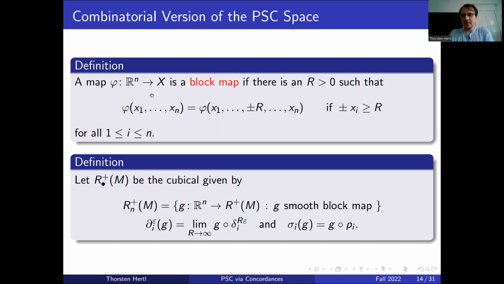So more intrinsically, a block map is a continuous map from R^n to X that, outside of a sufficiently large cube R, is independent of the ith coordinate for any coordinate. So this map is actually uniquely determined by the restriction to some unknownly large cube R^n.